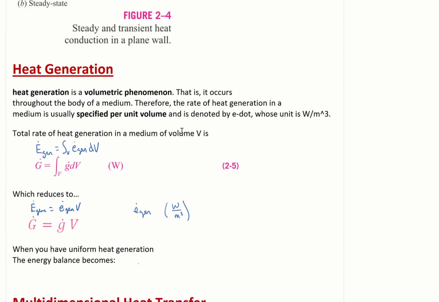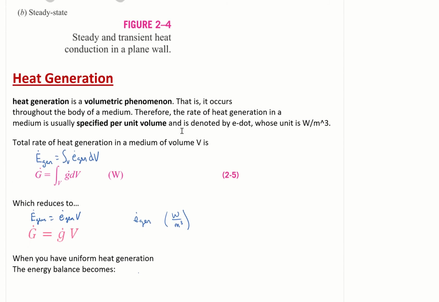Okay, there's another concept that I want to introduce, and that's the concept of heat generation. What you need to know about heat generation is that it is a volumetric phenomenon. That means that it occurs throughout the body of a medium. Therefore the rate of heat generation in a medium is usually specified on a per unit volume basis and is denoted by E dot, and the units are watts per meter cubed.